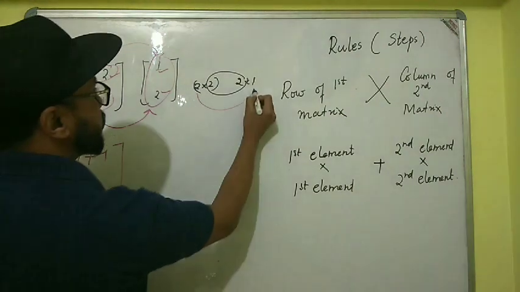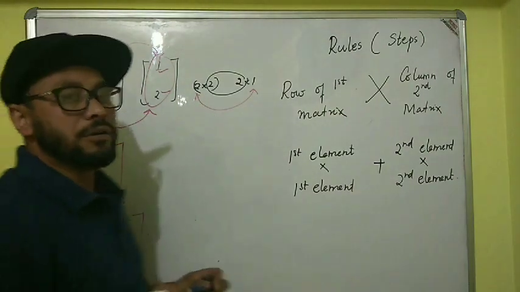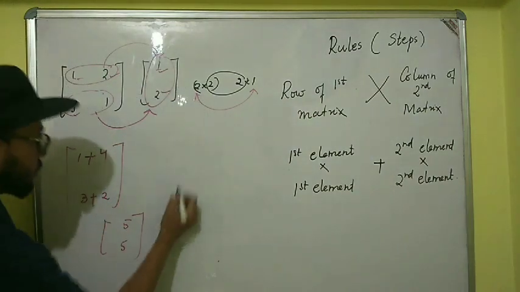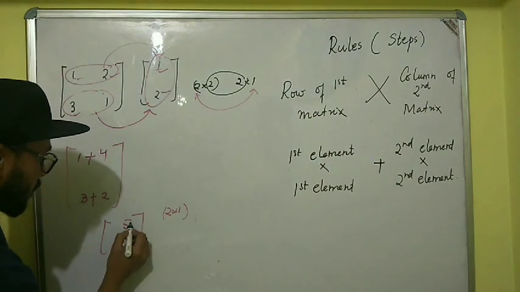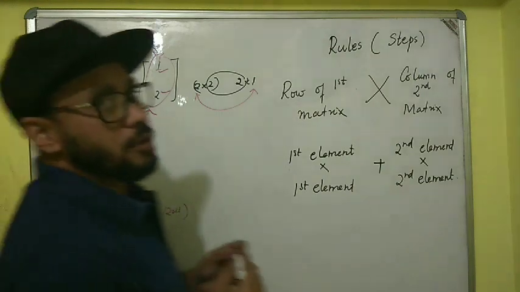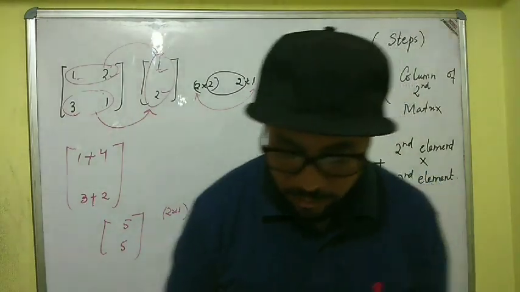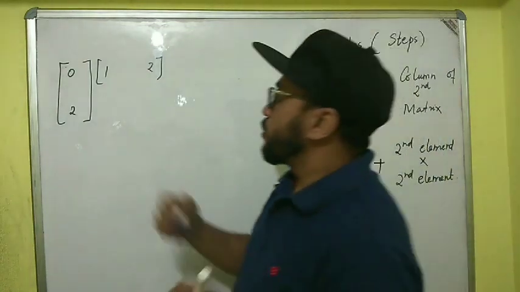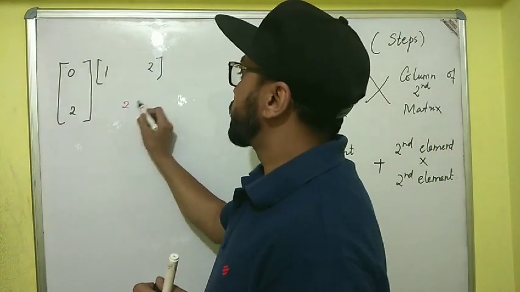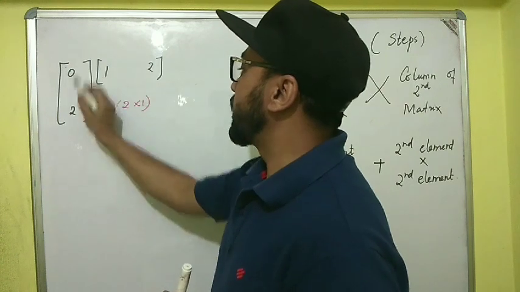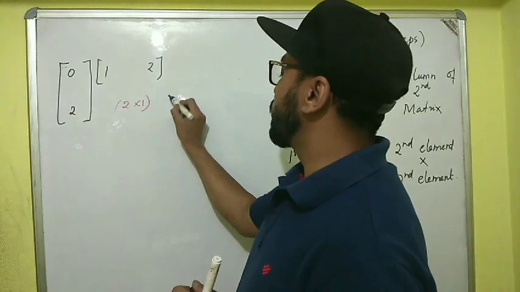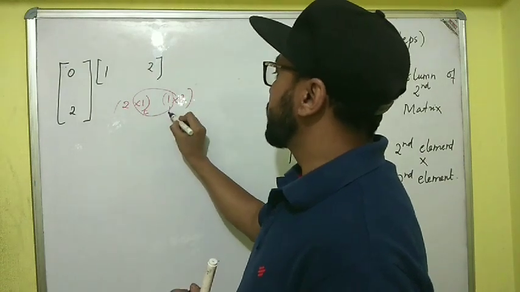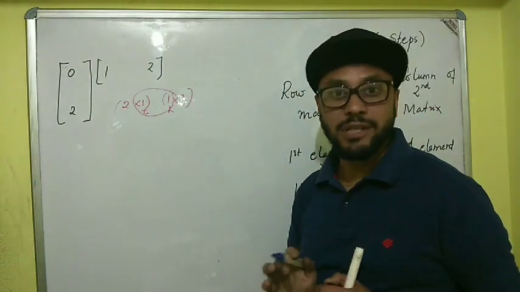Okay, and this will give you the order of the resulting matrix. Alright, so let's check. The order of this is 2 cross 1, so 2 rows and 1 column. Okay, so let's take more examples. Can we multiply these two matrices? Let's check. What is the order of this matrix? 2 cross 1, 2 rows, 1 column. And what is the order of this matrix? 1 row, 2 columns. So we can easily multiply, as the column of the first and the row of the second matrix match.